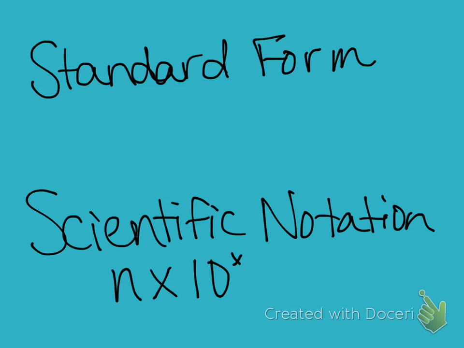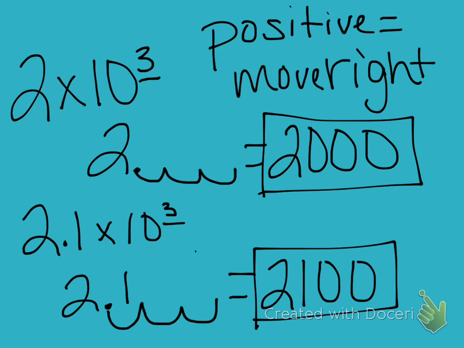Scientific notation is when a number is written as a product of a factor and a power of 10. What that means is you take a number such as n, and you multiply it by 10 to the x power. Now when we're going from scientific notation to standard form, like in these examples, we would have 2 times 10 to the third power. That is scientific notation, and we want to change it to standard form.